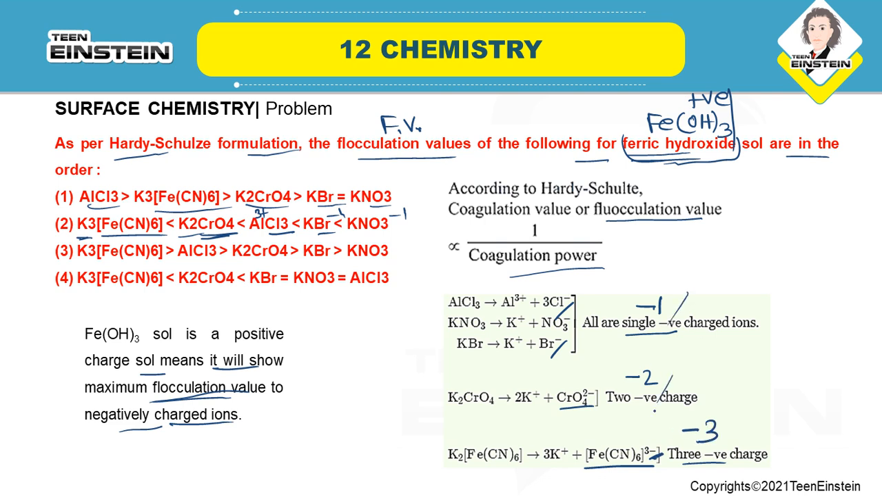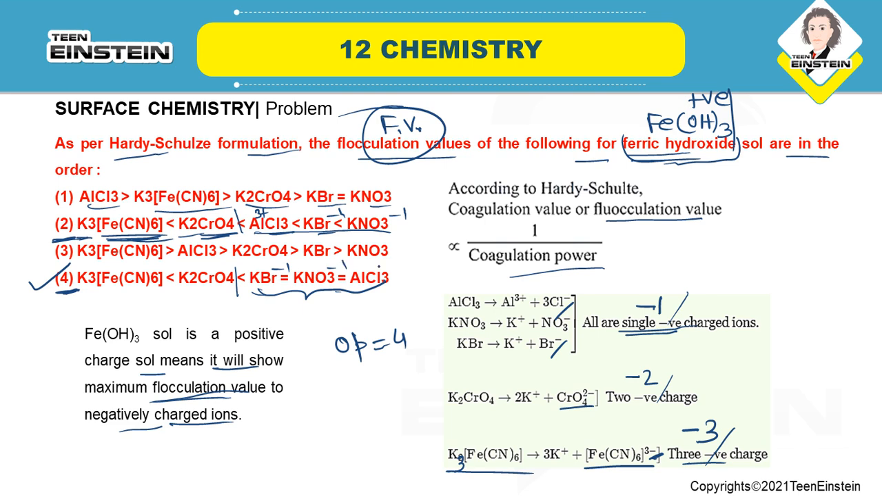So among these, in which case is the valency maximum? It is 3. So its flocculation value will be minimum, because these two are inversely related, and we have to find the order for flocculation value, not coagulating power. If it were the order of coagulating power, K3Fe(CN)6 would have the maximum value, but here we check flocculation value, so K3Fe(CN)6 will have the minimum value. Minimum value you can find in options 2 and 4. Up to this point both are fine, but these three all carry a single negative charge, so they must be the same. That is why option 4 is correct. All three are the same because in each case the anion has -1 charge, then -2, then -3.